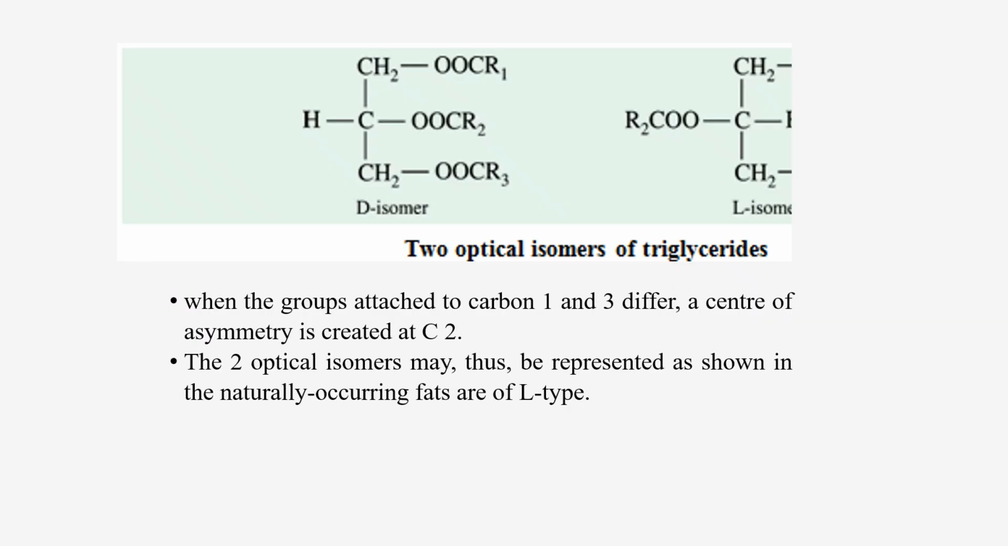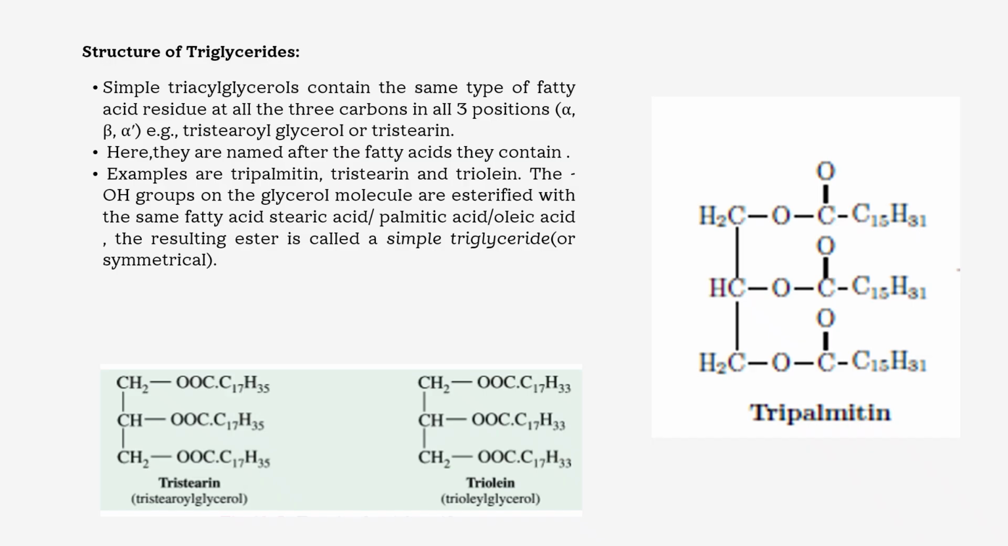There are also isomers of triglycerides. When the groups attached to the carbon 1 and 3 differ, a center of asymmetry is created at C2. So, the two optical isomers may thus be represented as shown. The naturally occurring fats are of L type.